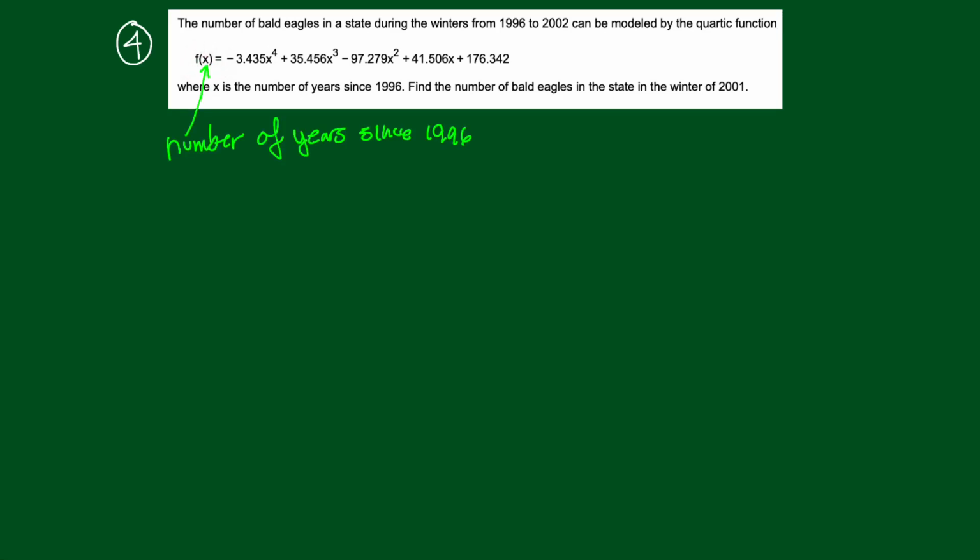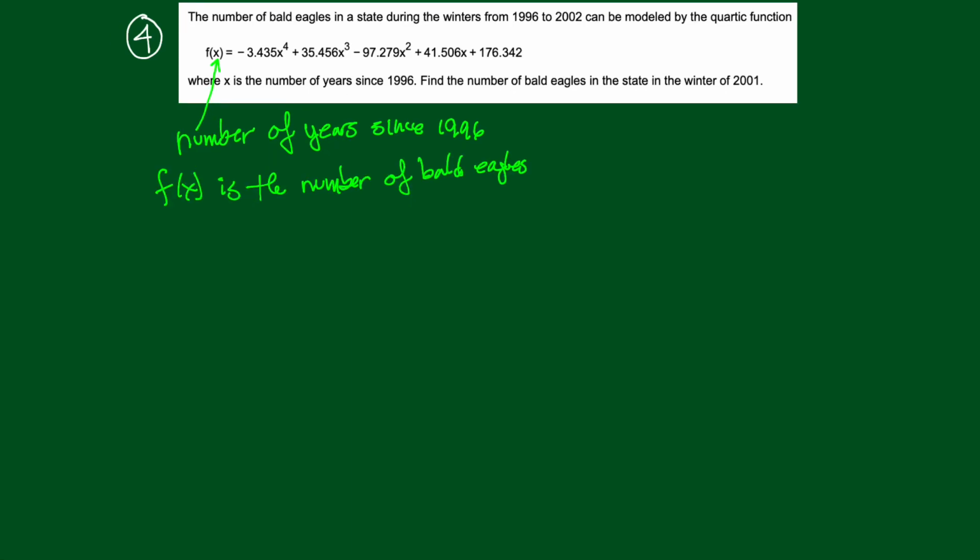So x, in here, all the x's, this is just a counter for the number of years since 1996. So when I see that x, I'm thinking time. That's the number of years since 1996. And f of x itself is the number of bald eagles. So it says the number of bald eagles depends on the number of years since 1996.